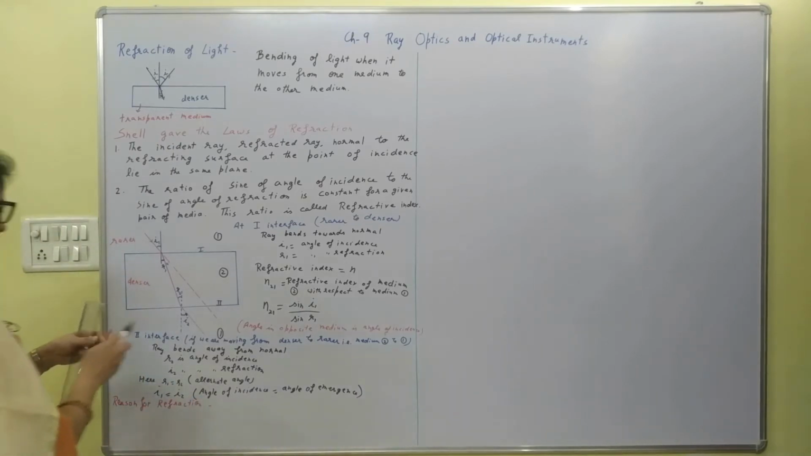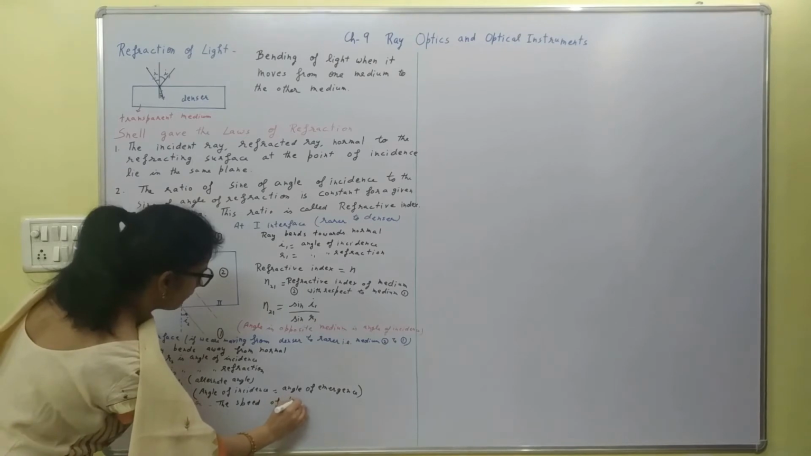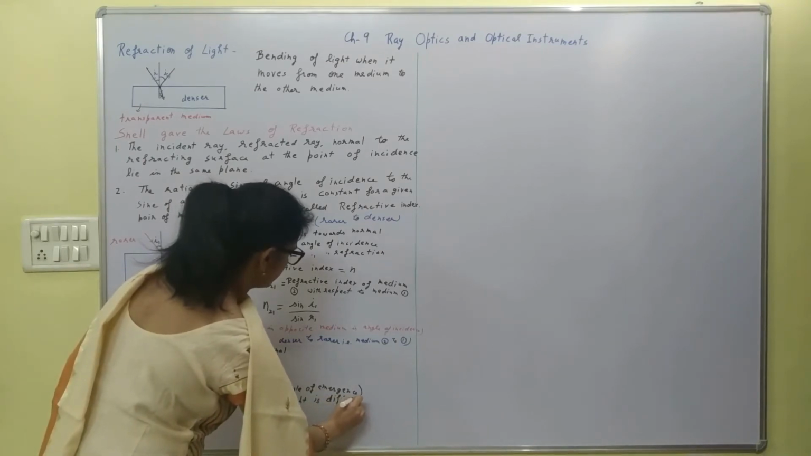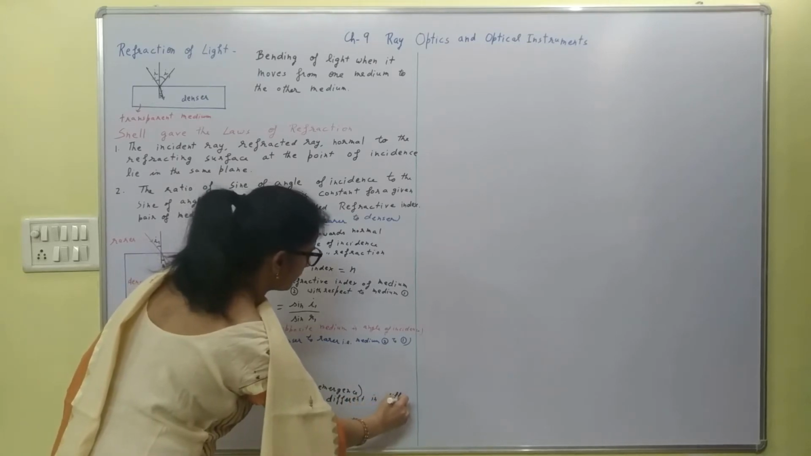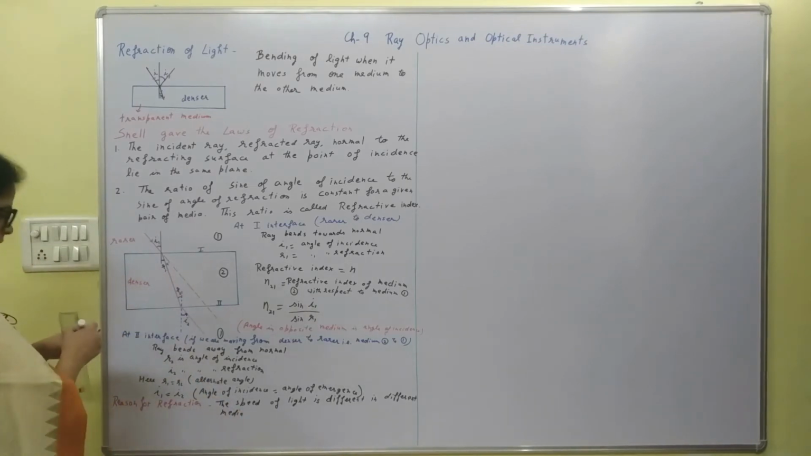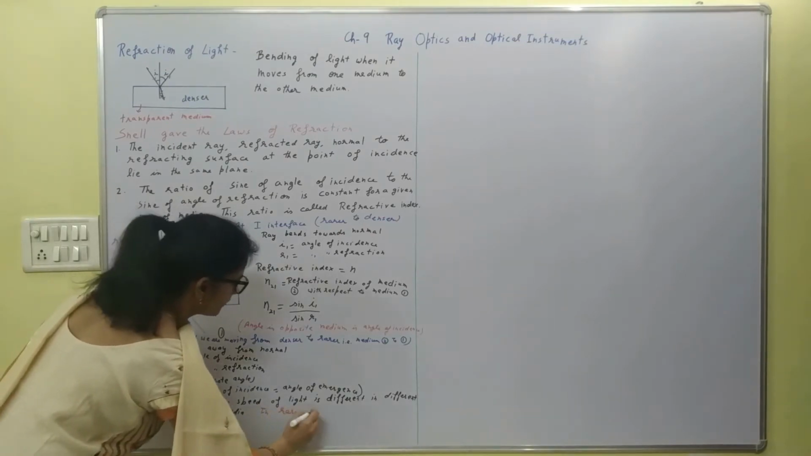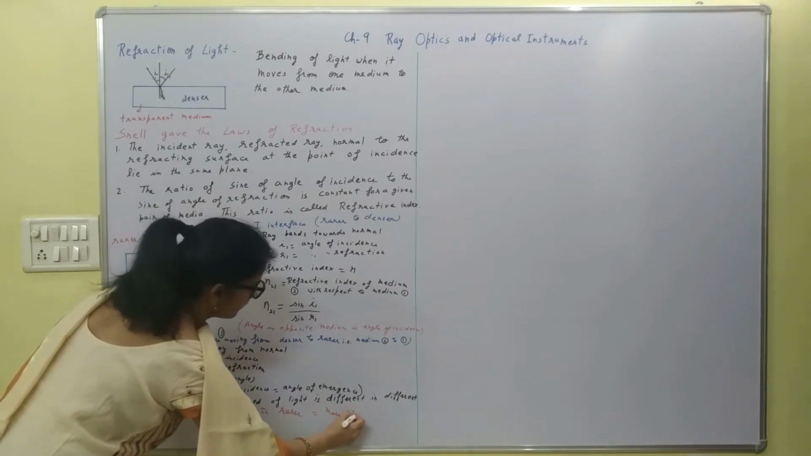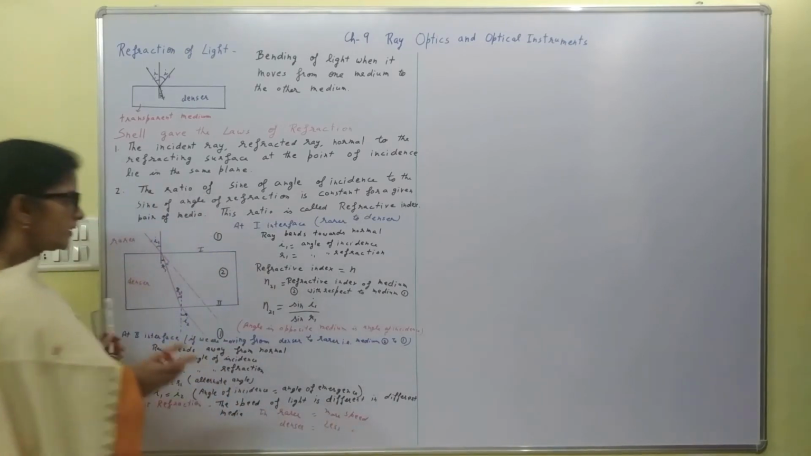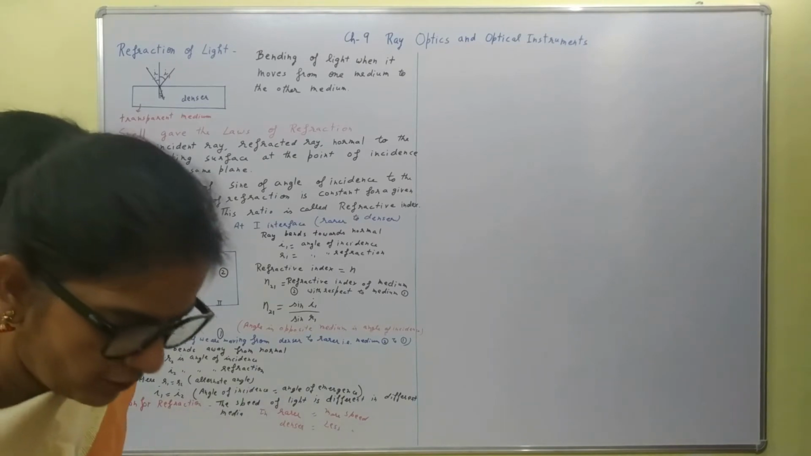Reason for refraction: the speed of light is different in different media. So we can just mention in rarer it is more and in denser it is less. That's why the light ray bends. So actually this light ray is representing a beam of light. So for simplicity we are just drawing a single light ray, right?